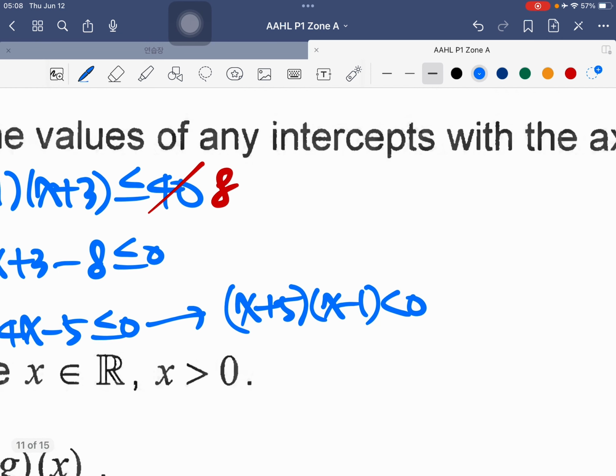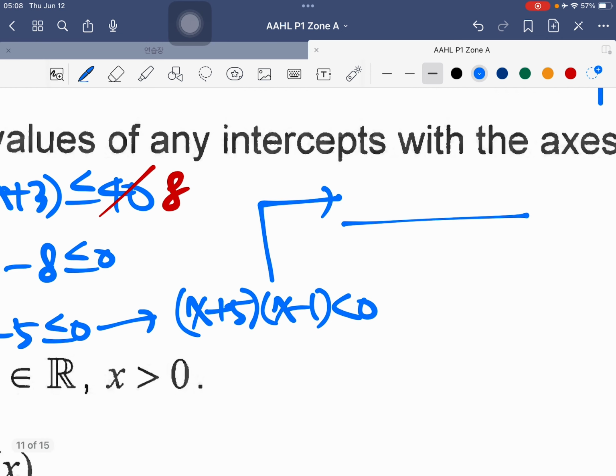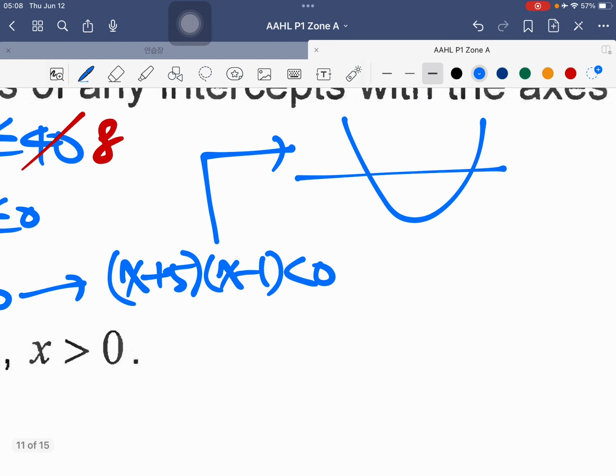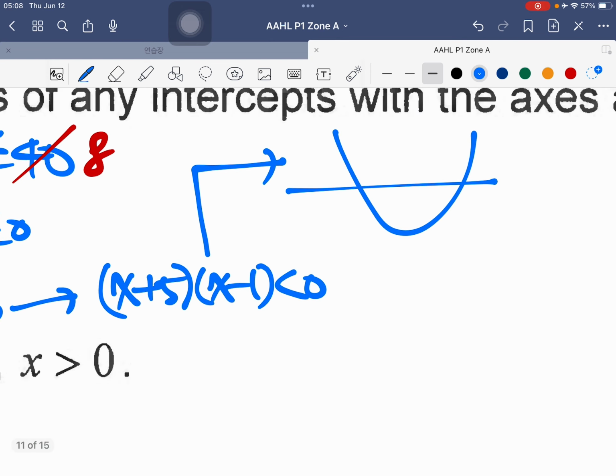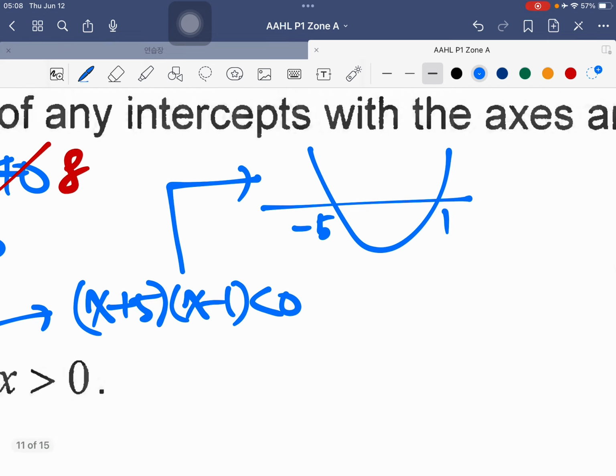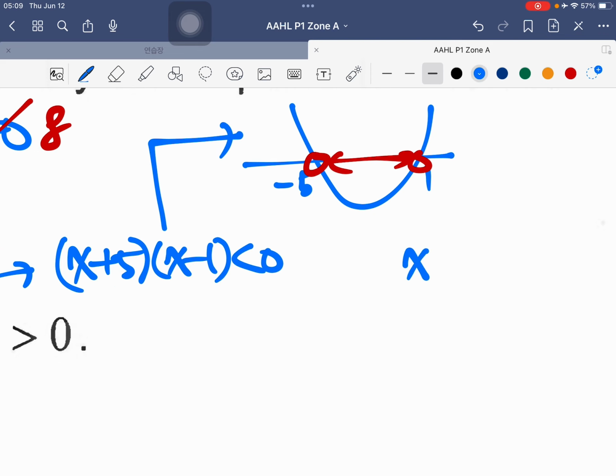Right? So this graph has just 2 zeros, and the smaller zero is negative 5 on the left and then 1 on the right side. So when this is less than 0, the answer should be in between these two. So x is less than 1 and greater than negative 5. This is the answer.